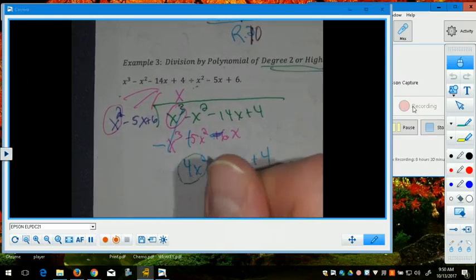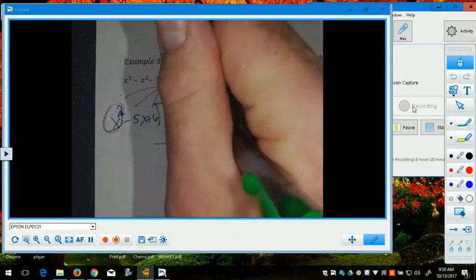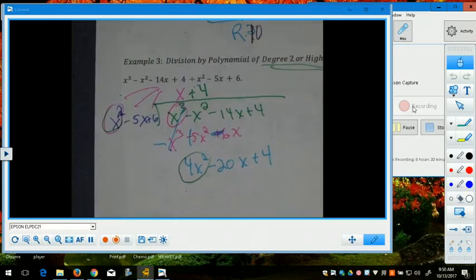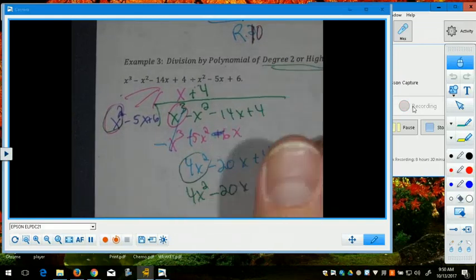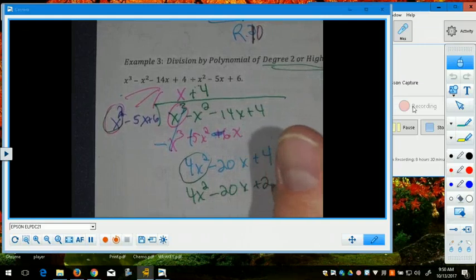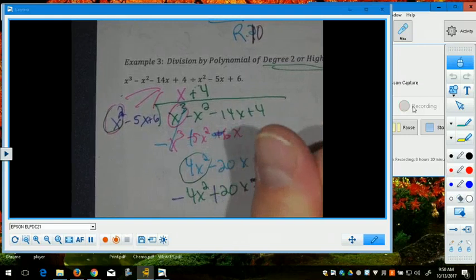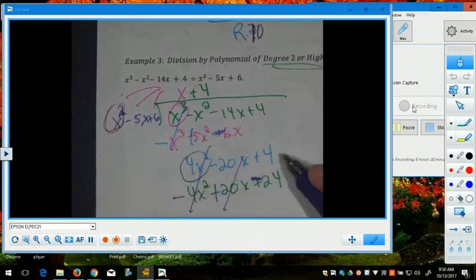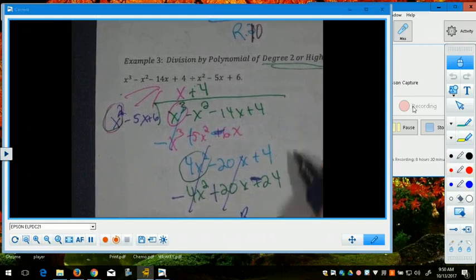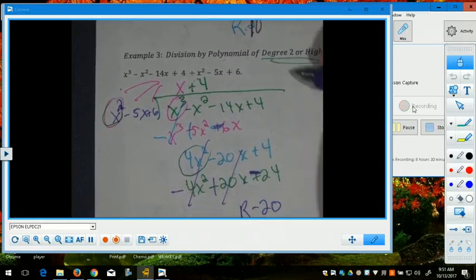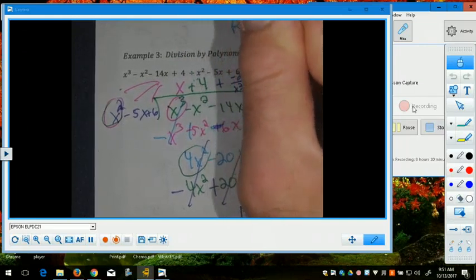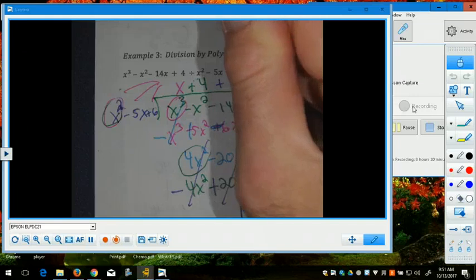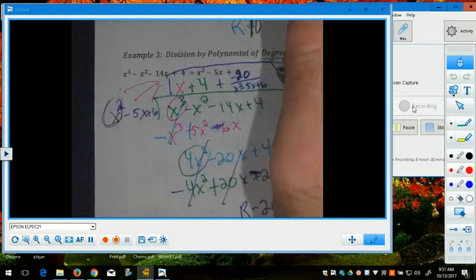Looking at just the first terms again, x squared gets to 4x squared by multiplying by positive 4. So that gives me 4x squared minus 20x plus 24. Change the sign on all of them. That's gone, that's gone. We have a remainder of negative 20. I'm going to write this as plus negative 20 over the divisor x squared minus 5x plus 6. You could write it as minus 20 over that divisor if you wanted to.